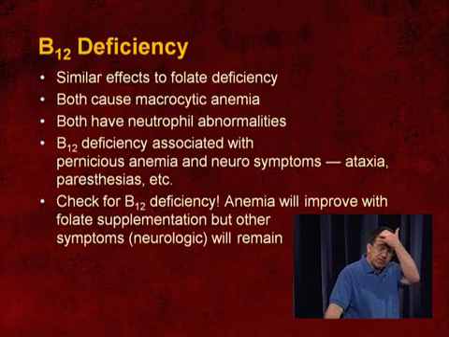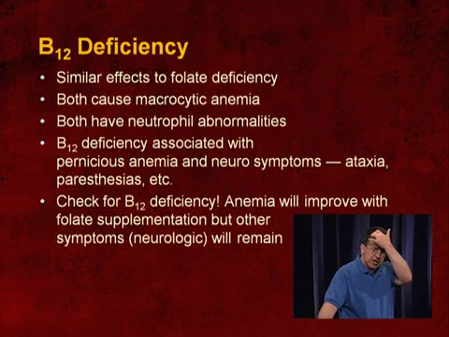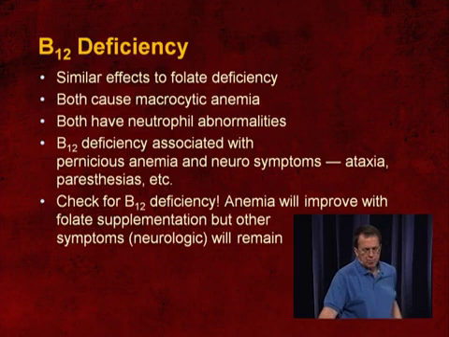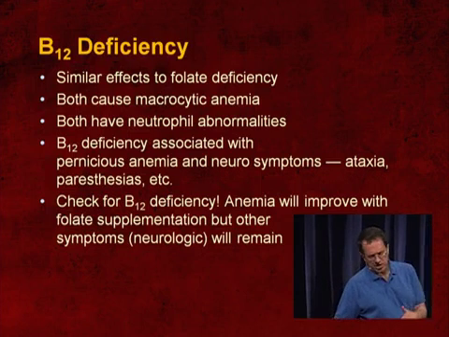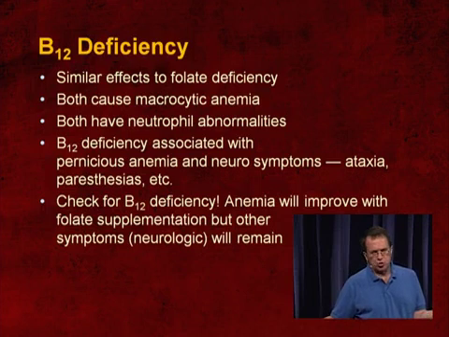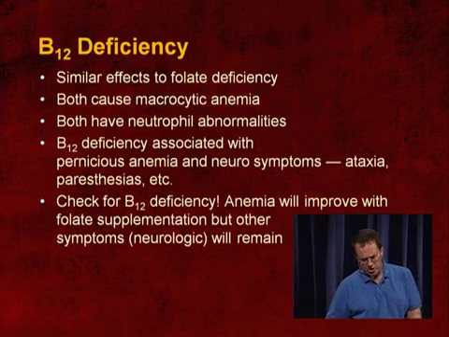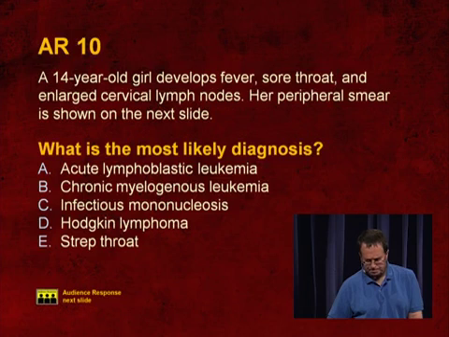B12 deficiency, very similar to folate deficiency. Macrocytic anemia, neutrophil abnormalities can be associated with pernicious anemia, will have neuro symptoms. You have to check for B12 even if you think it's folate, because if you supplement folate, you can correct the anemia but not fix the true B12 problem and have continued neurologic problems.